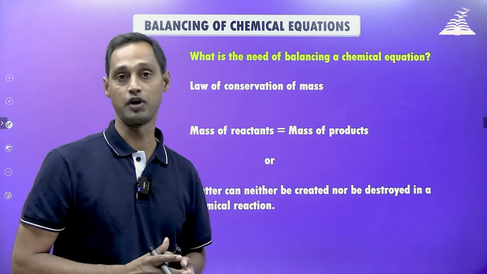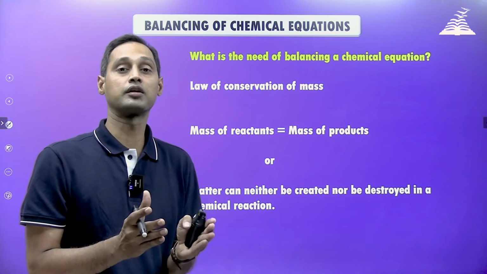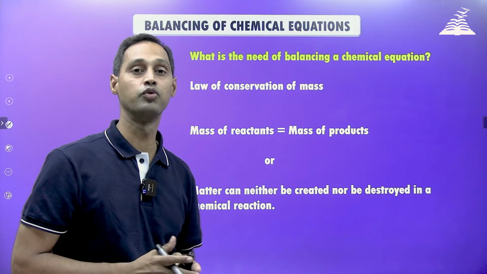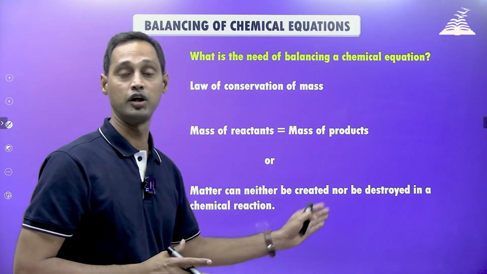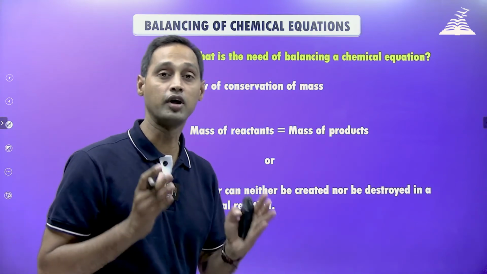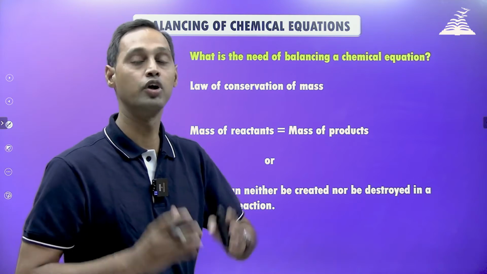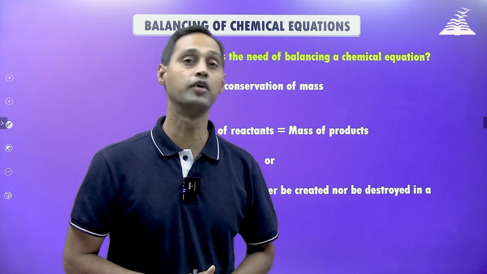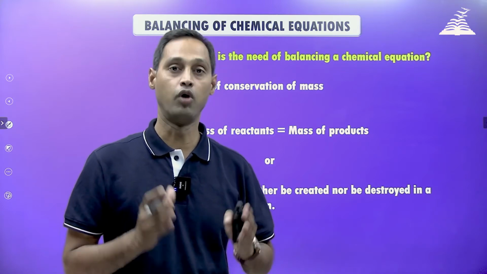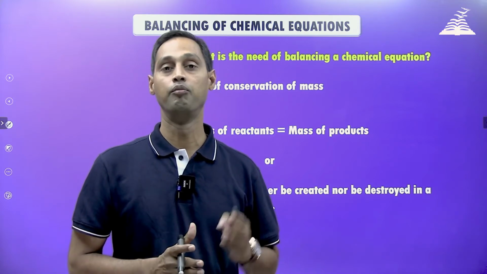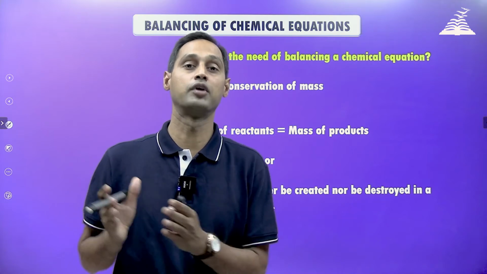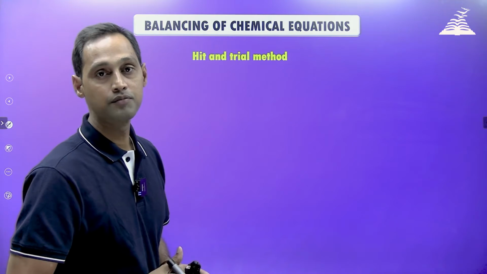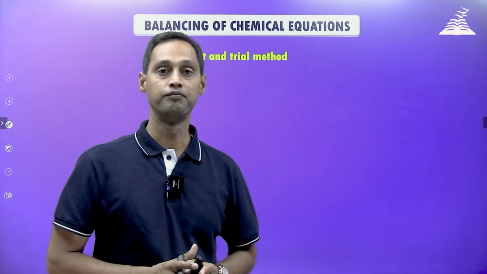According to the law of conservation of mass, the total mass of the reactants should be equal to the total mass of the products. Or in other words, we can say matter can neither be created nor be destroyed in any chemical reaction. So in order to satisfy the law of conservation of mass, we are balancing any chemical equation. What is balancing? Balancing is nothing but making sure the number of atoms of different elements are equal on both sides of the equation. So how to balance? Using the hit and trial method, right?